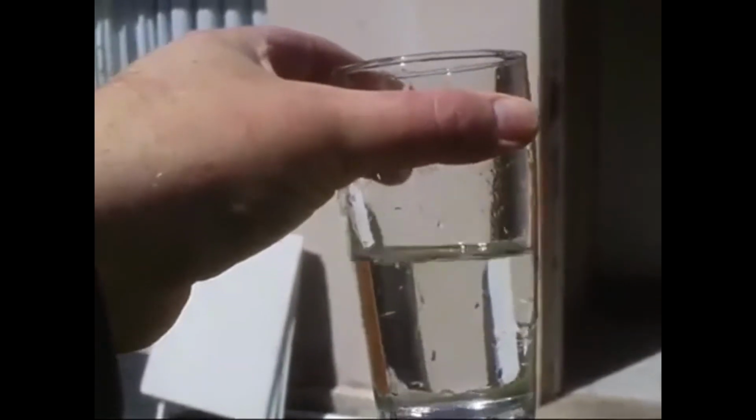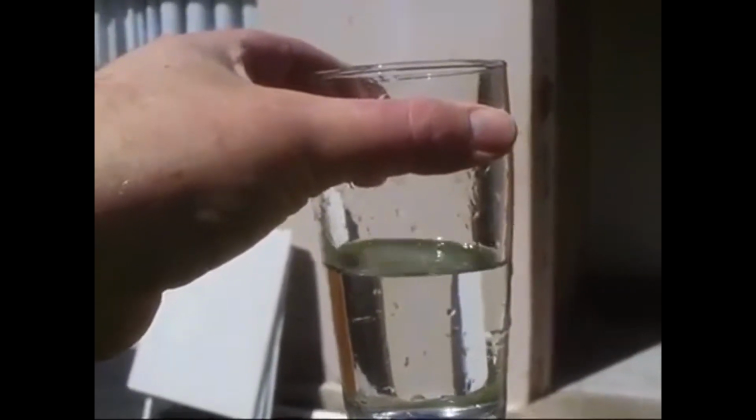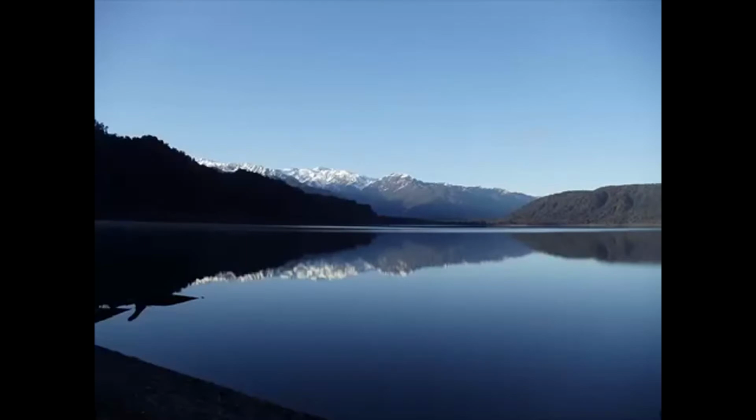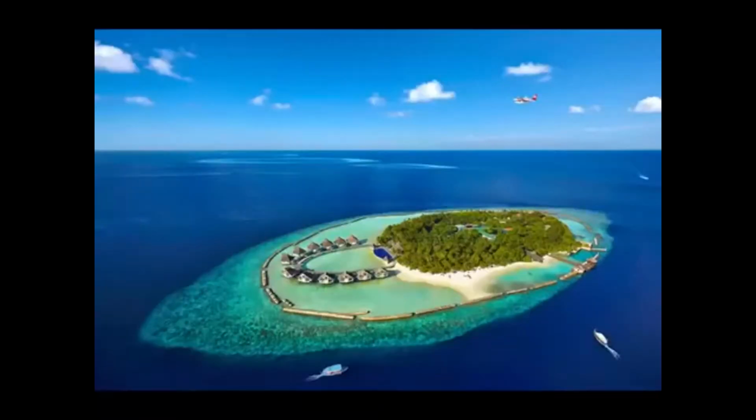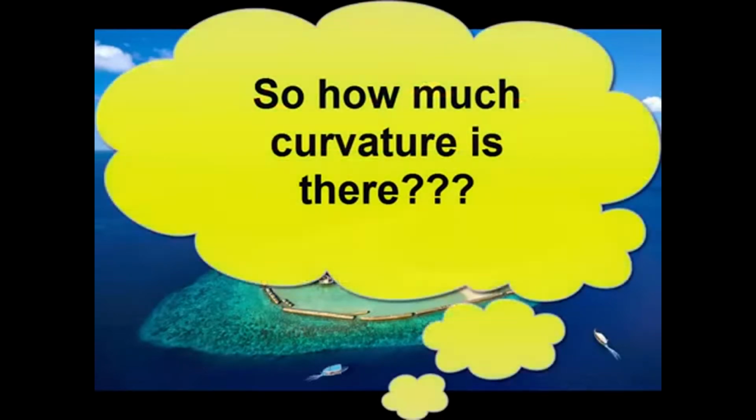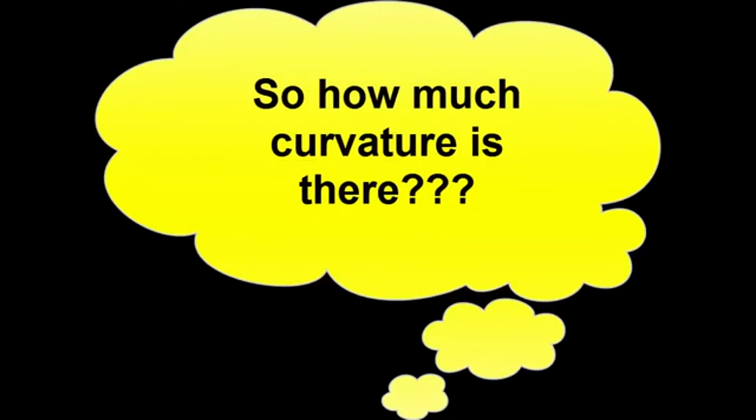Well then, we could all just have a nice big glass of truth. Now, whether you like it or not, if water is in a pipe, or in a lake, or in an ocean, water is always level. The earth is flat. Come to terms with it. Time is up. So how much curvature is there?